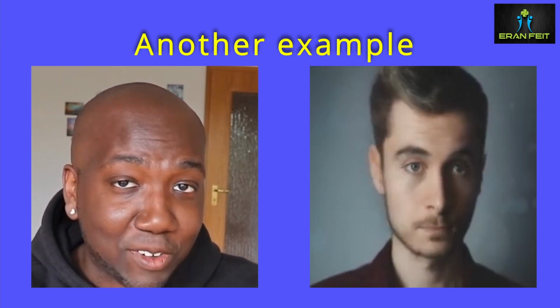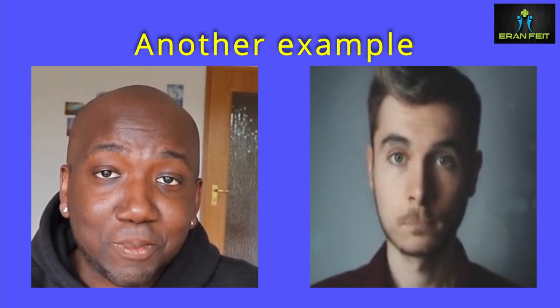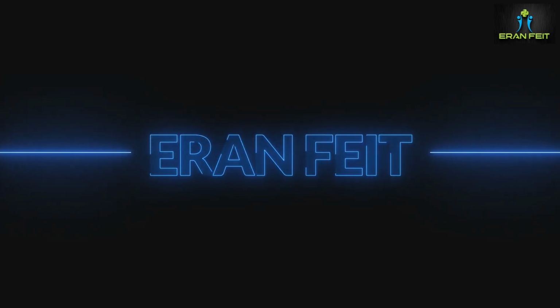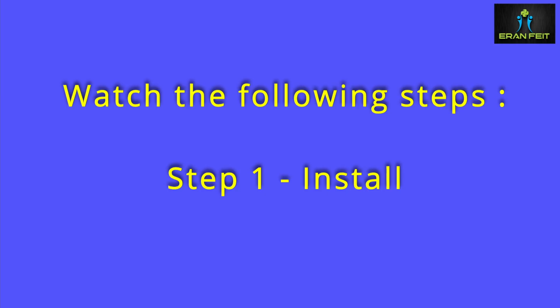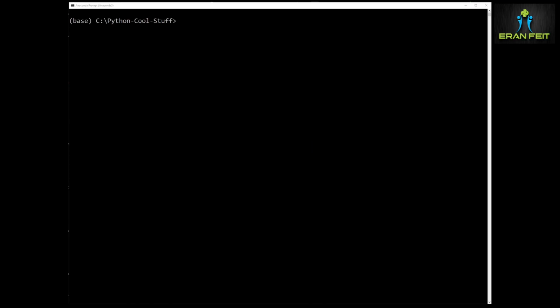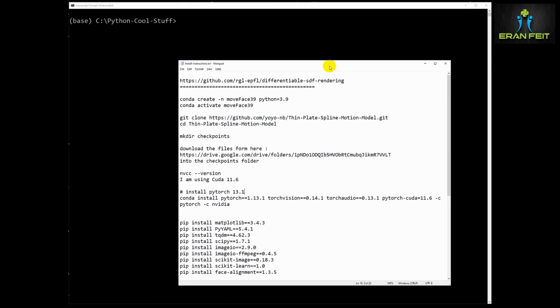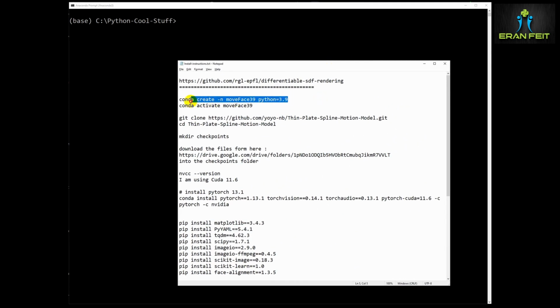As you can see, we are taking a video with an audio, and then we are taking a single image, and we manipulate the face in the image so that it will move according to the video. And of course, we can add the audio so we can create a perfect animation of one face according to another face. So first of all, let's start with creating a Conda environment.